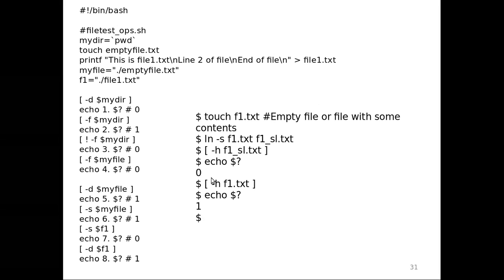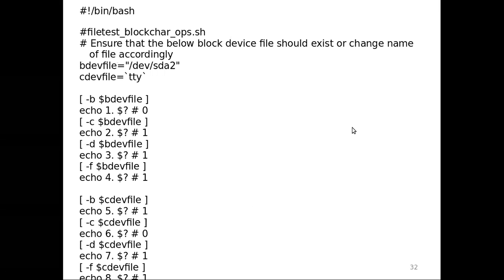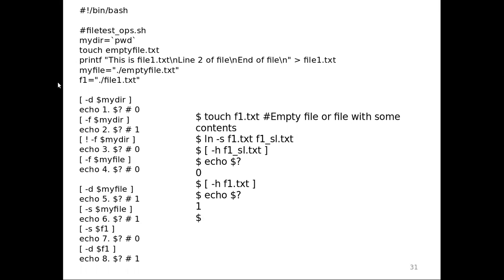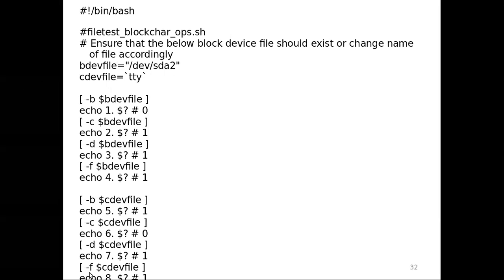Okay, so this is for symbolic links, which we have seen. This is for the symbolic links. And the character special file and block special file, all we have seen. And in this particular one, you are creating a text file and then executing all this. So ensure that you do it like that. That is the better way of doing it.